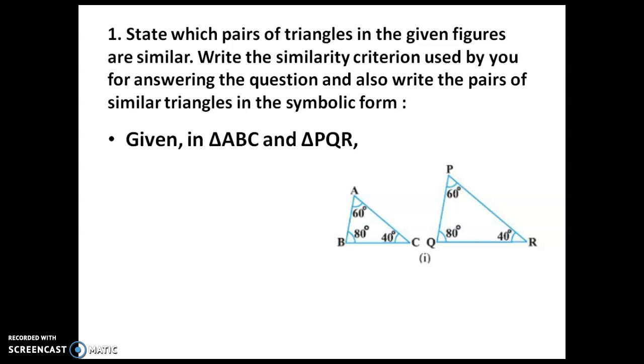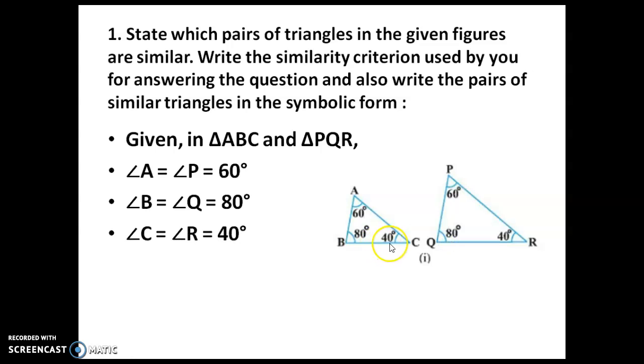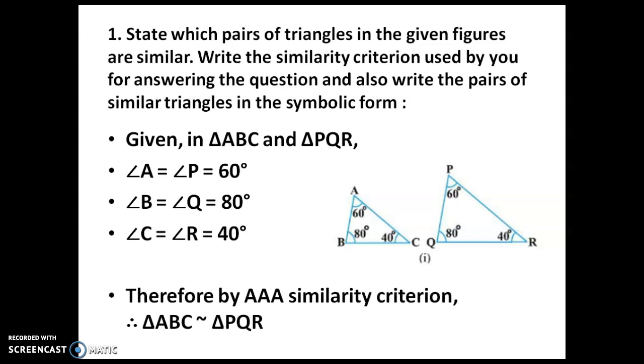Okay, given ABC and PQR, two triangles. Angle A equal to angle P: angle A equals 60 degrees, angle P equals 60 degrees. Then angle B equals 80 degrees, angle Q equals 80 degrees. Angle C equals 40 degrees, angle R equals 40 degrees. So all three angles are equal. Therefore by AAA similarity criterion, triangle ABC is similar to triangle PQR. This is the symbol for similarity. Like this you have to represent. That's the answer.